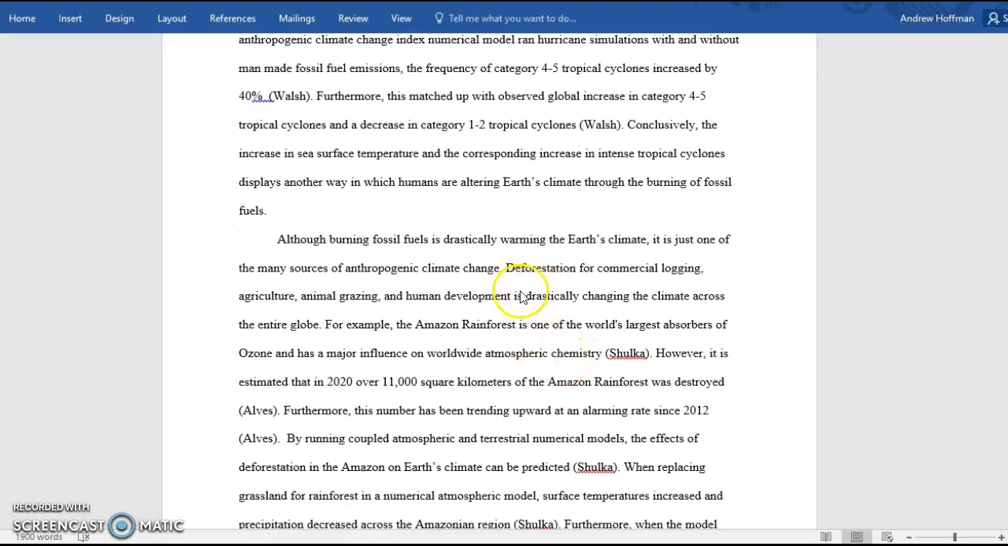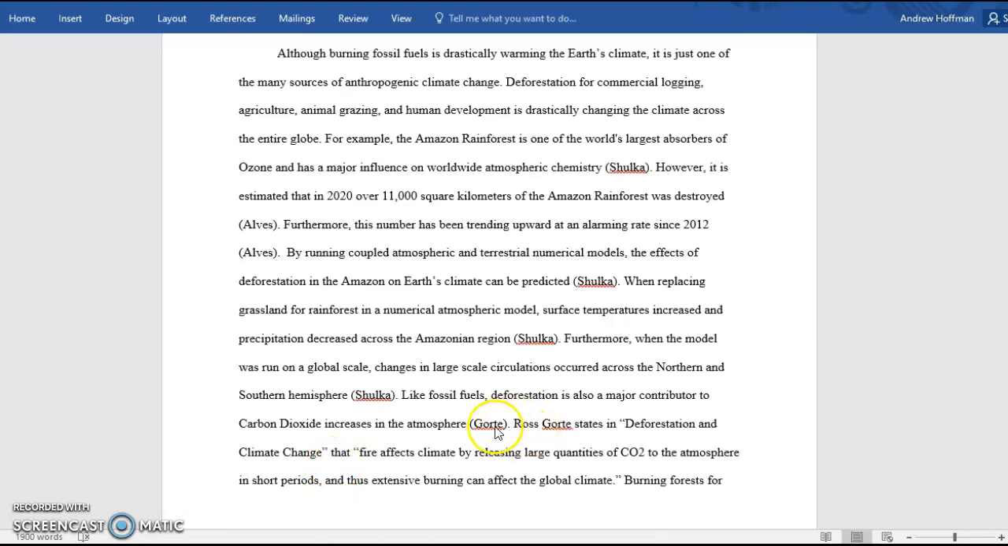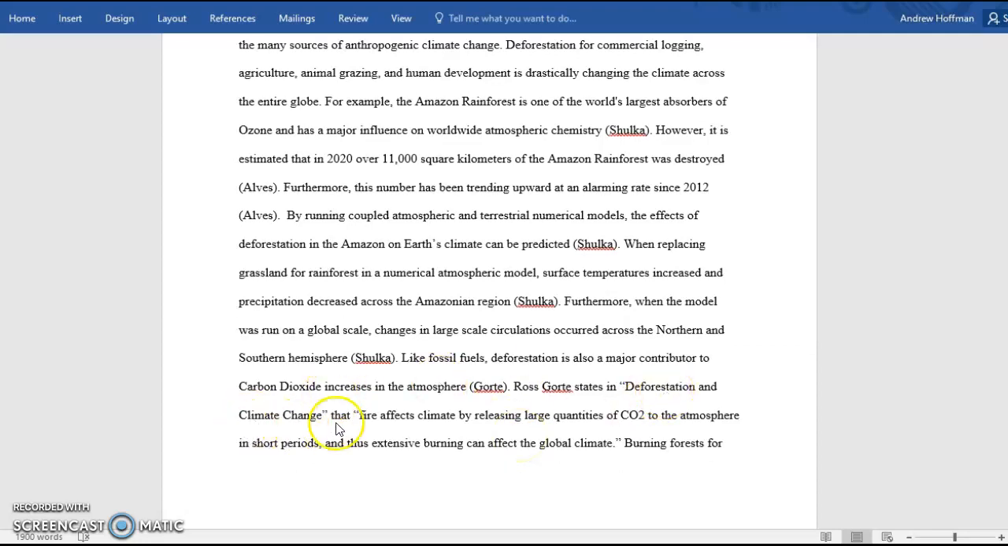Then there's other sources. We have deforestation. We have a new source, Shukla, and then Gorte. Ross Gorte states, in "Deforestation and Climate Change." Now that's the title of the article that Ross Gorte wrote, so it's not necessary to put it in your text, but a lot of students like to do that. Sometimes it really helps with the flow. Other times it just gives a nice sense of where material is coming from.